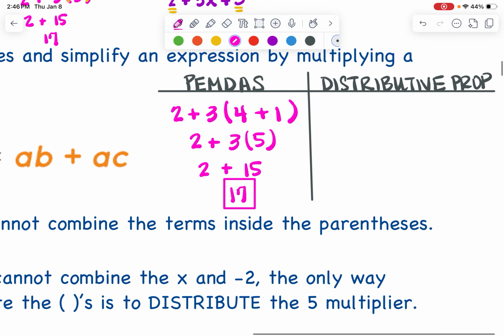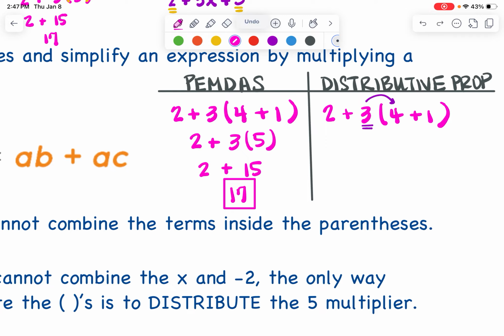But what if I didn't want to use PEMDAS? What if I wanted to use the distributive property anyway, even though I could have used PEMDAS? So I'm going to rewrite the exact same problem. And what I happen to notice is that I have this 3 multiplier that's attached to that parenthesis, which technically means at the end of the day, everybody inside of that parenthesis is going to be multiplied by 3.